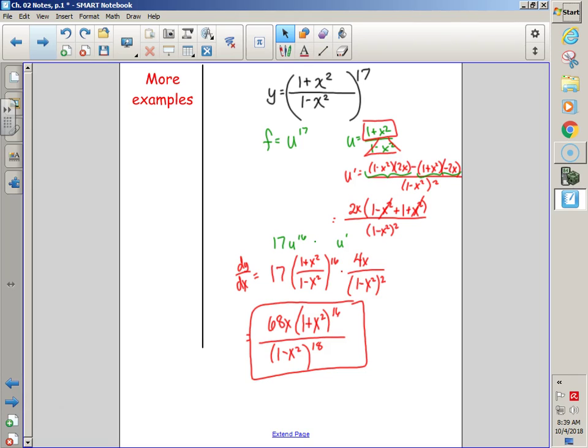This can be rewritten as 68x times (1 plus x squared) to the 16 over (1 minus x squared) to the 16. They're both to the 16th because it's rewritten 16 times. And then this one, like bases, is also squared. So 16 plus 2 is 18. When you multiply like bases, you add their exponents.